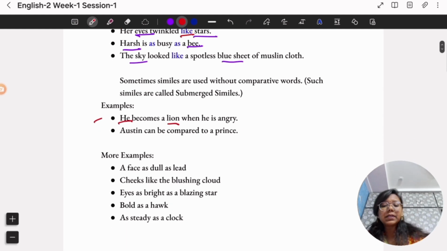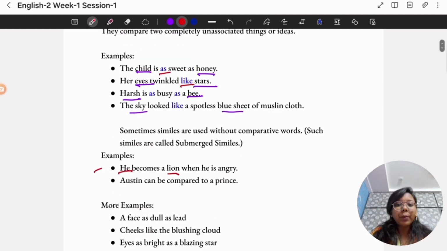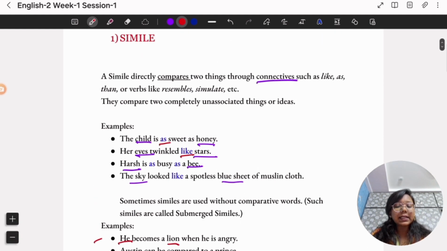And more examples: cheeks like the blushing cloud, bold as a hawk, eyes as bright as a blazing star, as steady as a clock. So these are some more examples of simile. Hope you have understood what a simile is. It's a comparison between two unrelated things and it uses connectives.